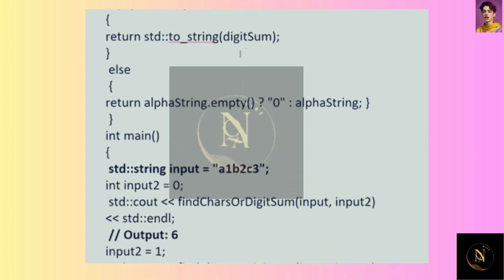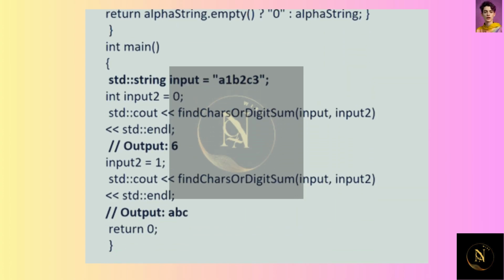Now look at the main function. In the main function our input string is given as A1B2C3. This is the input string, and here digits and alphabets are both given. Now I have taken input 2 equal to 0. Now I will call the function findCharsOrDigitSum and I am passing two arguments, input and input 2. The input is our string and input 2 is 0 or 1. First I am taking the case of 0.